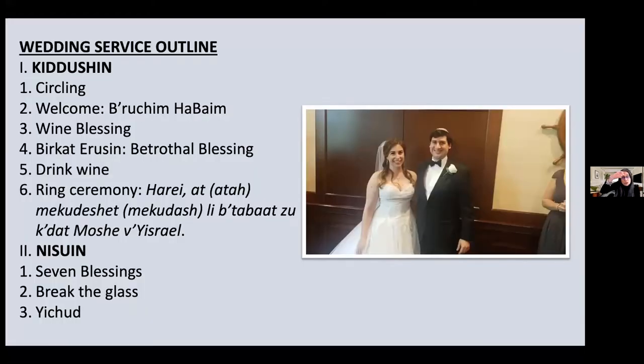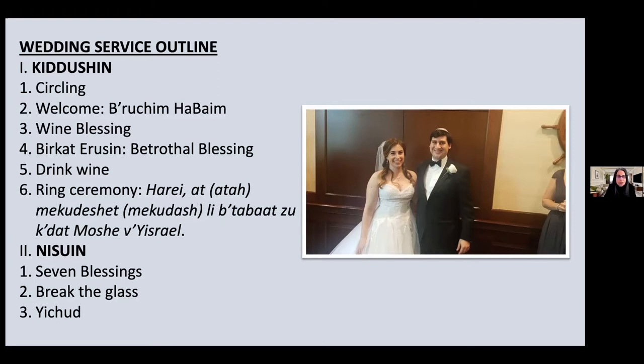All right, so now I want to just go through the outline of the service. We've talked about a few of the key elements. The first section is Kiddushin, which, as I said, is the engagement. Now, circling is traditional. Not everybody does circling in the kind of marriages that I've performed, but it's often done anyway. Traditionally, the bride circles around the groom, either 3 or 7 times. It's kind of to show whose aegis she's under.